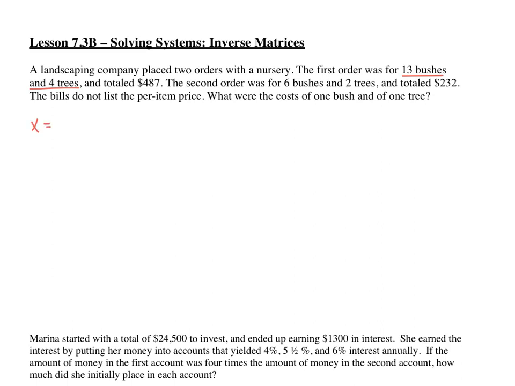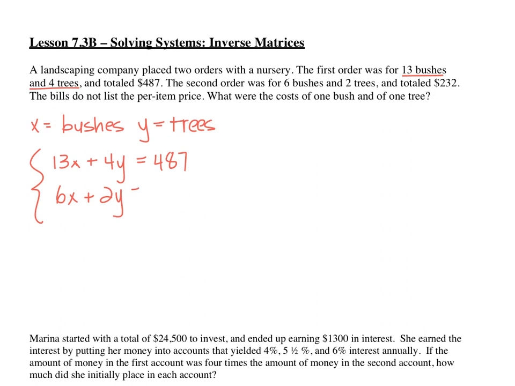I usually stick with X and Y, but you can be creative in your variables if you would like to use a different letter. But I'm just going to say that X are my bushes and Y are my trees. And you should be pretty comfortable now setting up a system that represents this problem. This is kind of math you've been doing probably since middle school, and we just did 7-1B on it, so hopefully this is good for you. So we want 13 bushes and 4 trees as a combination with a total of 487, and 6 bushes with 2 trees for a total of 232.